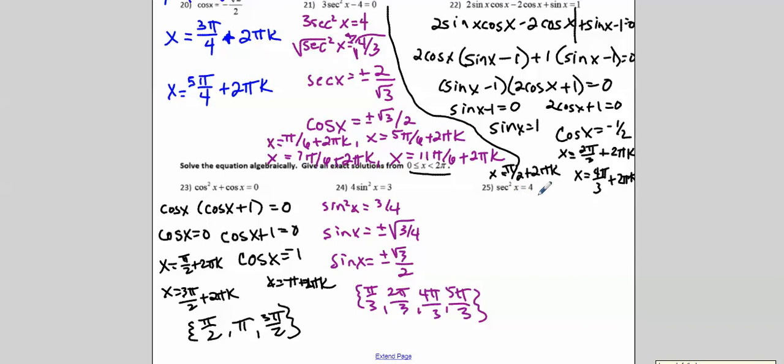Alright, secant squared x equals 4. So we'll do plus or minus the square root on both sides. And secant x is equal to plus or minus square root of 4, so it equals plus or minus 2. So secant is the reciprocal of the cosine.